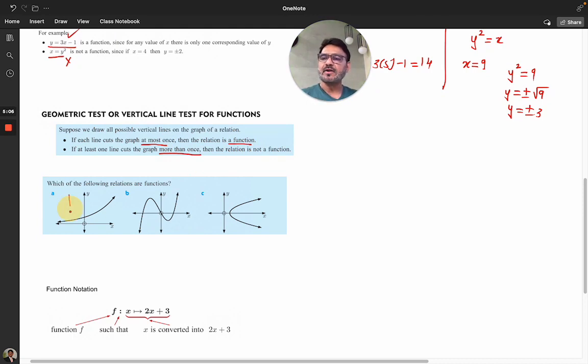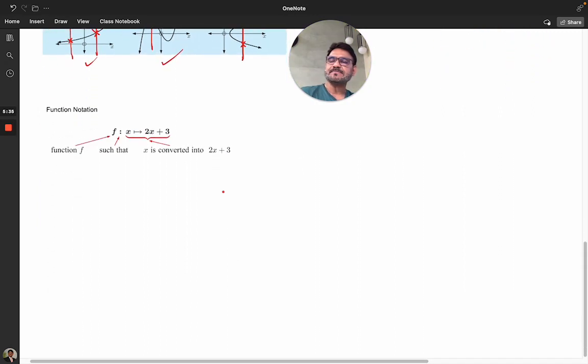So at most once it should cut. If I draw any vertical line, it's cutting at one point. Anywhere you draw it, it's cutting at most one point. If you draw here, it's cutting at one point. So it is a function. This is a function, by the vertical line test. If you use a vertical line test over here, it cuts at 2 points. So it's not a function. In this sense, it's a one to many, because one value of x is giving you many values of y. So therefore it's not a function. The same logic is there throughout this part.